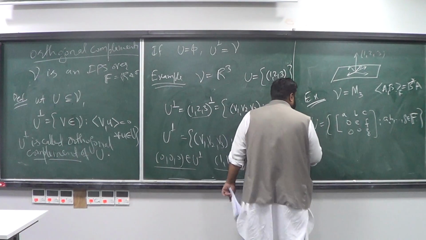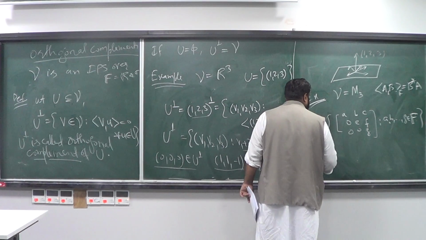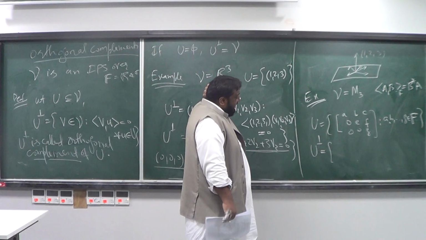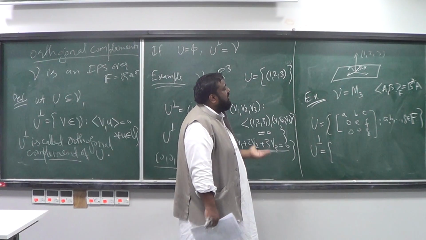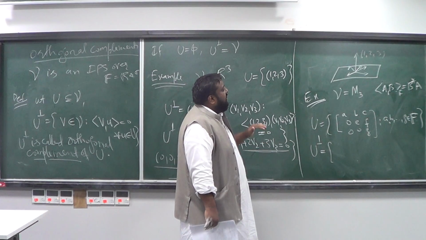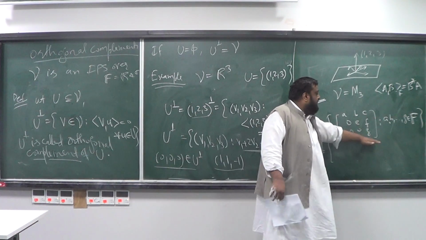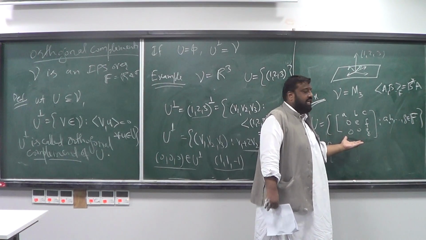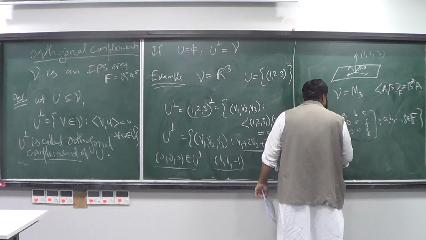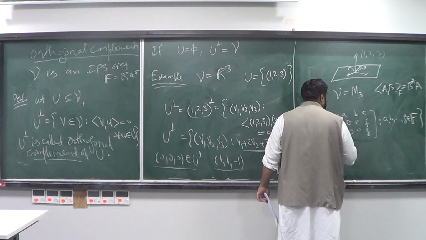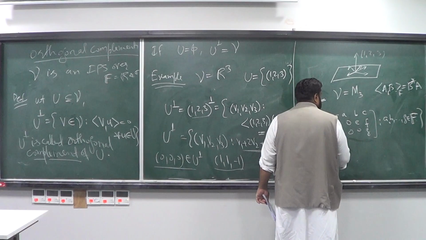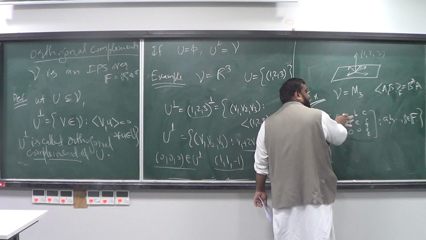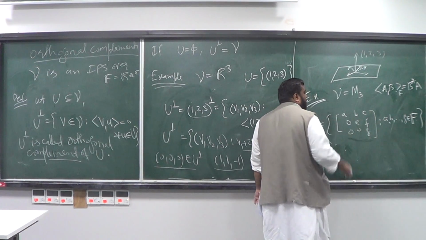Now, what would be the U perp? The U perp is going to be the collection of the matrices which, when you multiply them with such a matrix, give you the zero matrix.